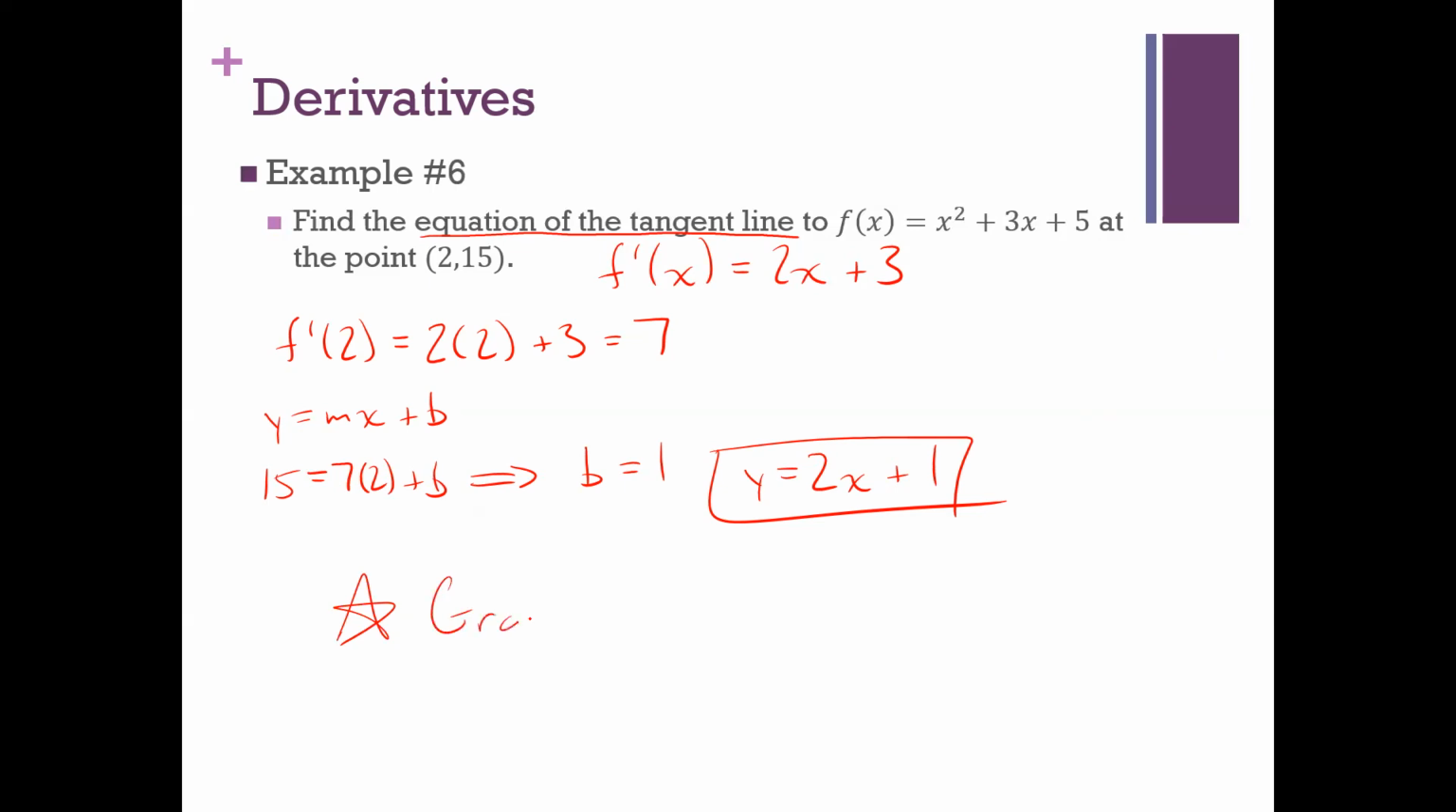And one thing I'll encourage you to do, just to convince yourself and see how all these things behave, is graph the line and f of x together. And assuming we did that all right, you should see a curve, a parabola, and a straight line that is tangent to it.